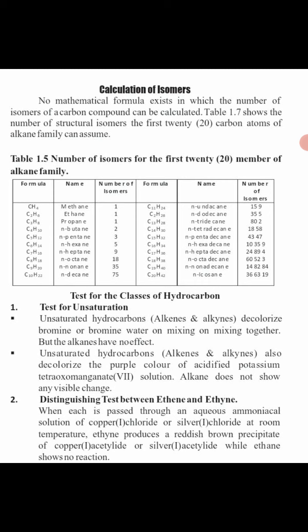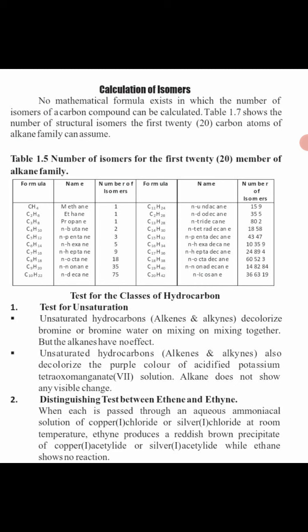Now, how do we distinguish between ethene and ethyne, between an alkene and an alkyne? When each of them is passed through an aqueous ammoniacal solution of copper(I) chloride or silver(I) chloride at room temperature, ethyne produces a reddish brown precipitate of copper(I) acetylide or silver(I) acetylide.